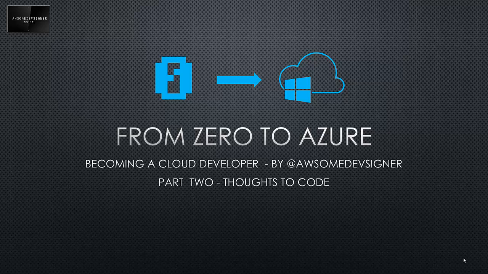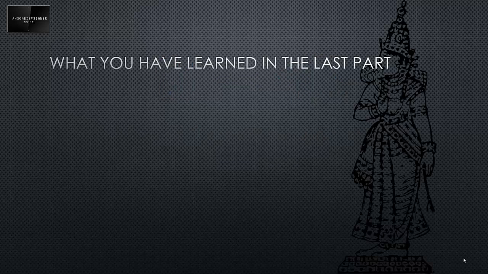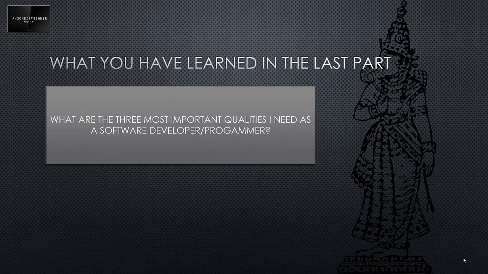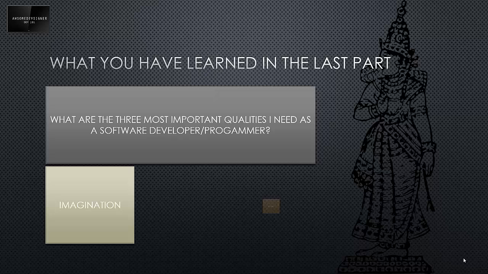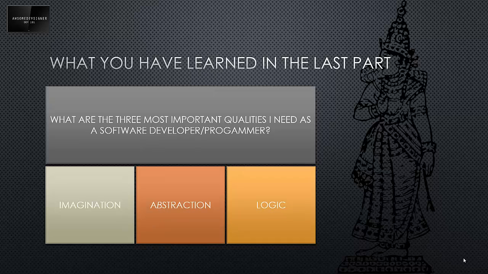So before we start with the second part, I want to quickly recapitulate what you have learned so far in the last part. You learned about the three main qualities every aspiring developer should work on, which are imagination, abstraction, and logic. If you have not seen the first part, please return to my YouTube channel and watch that so that you can keep up with us, okay?